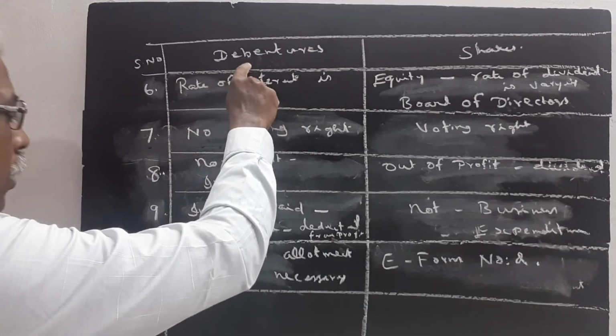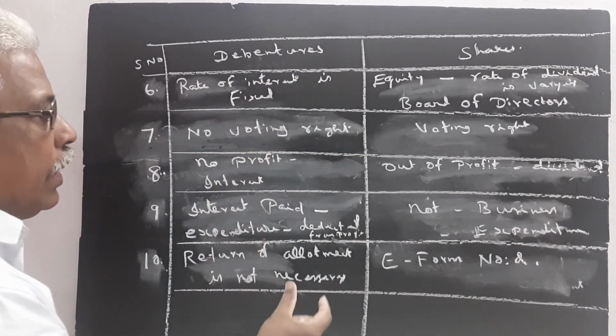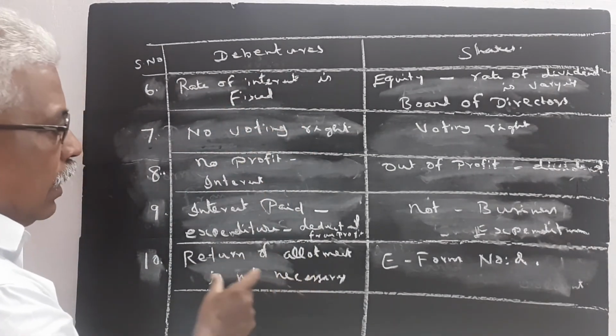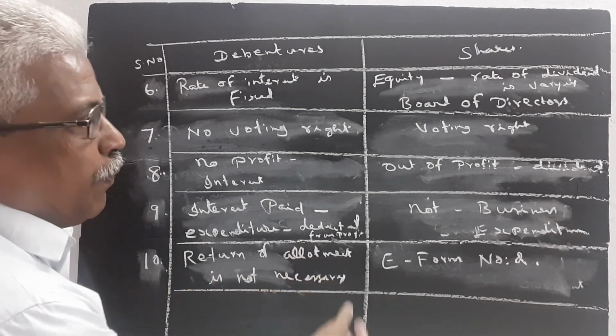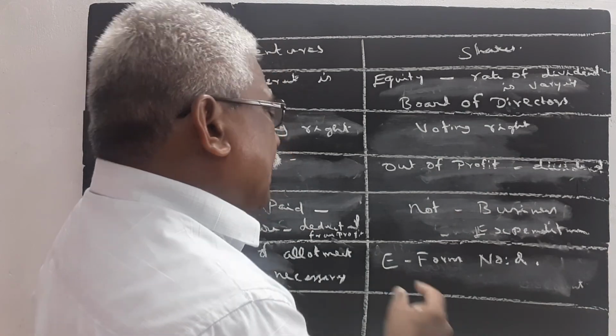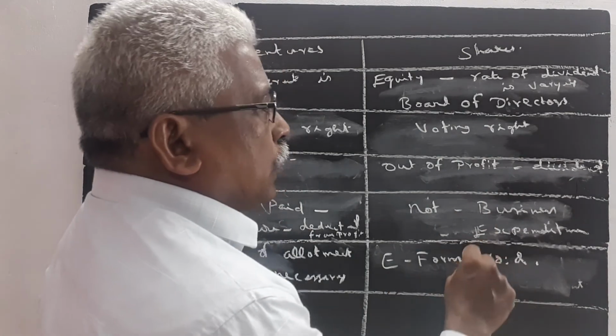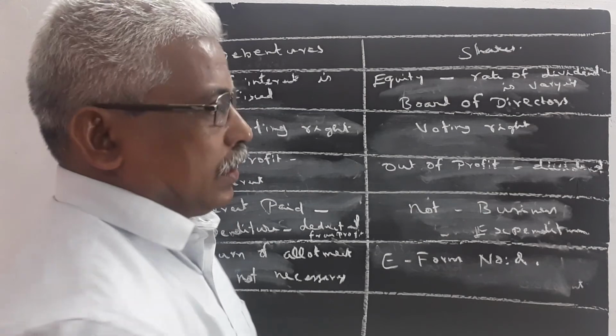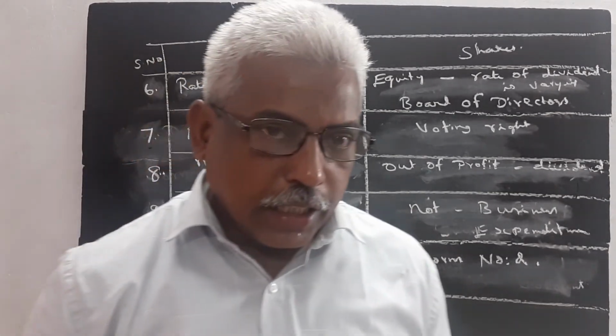Then the debenture, when we issued any interest to the debenture holder, the return is not at all filed to anybody. But when the dividend is declared, E-form number 2 must be filed to the registrar and to the board of directors.